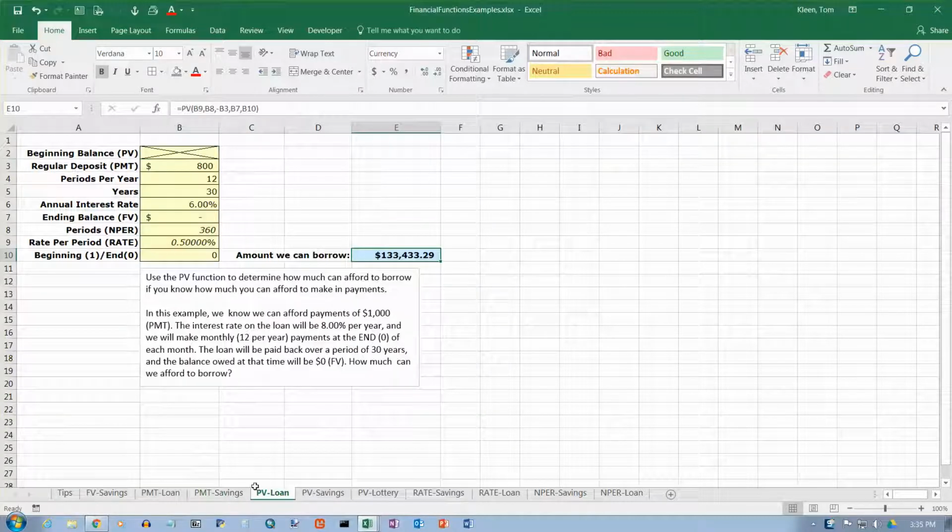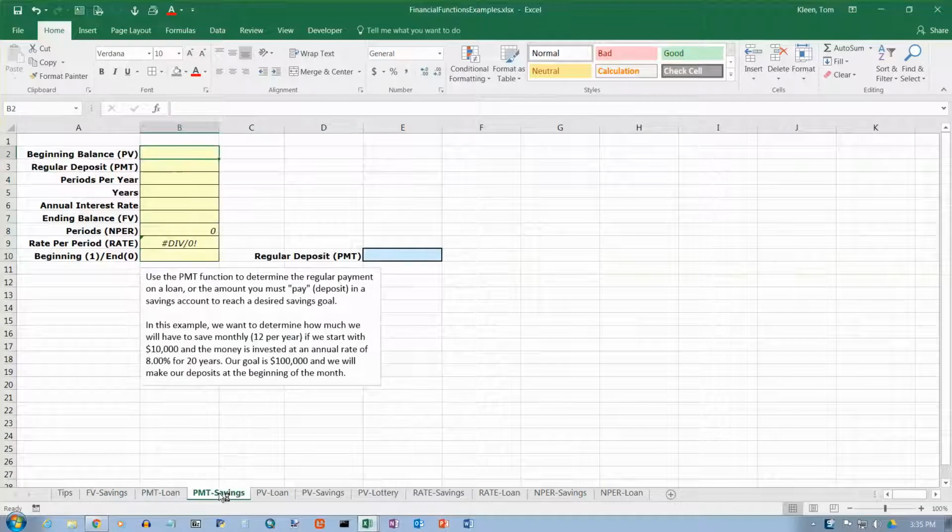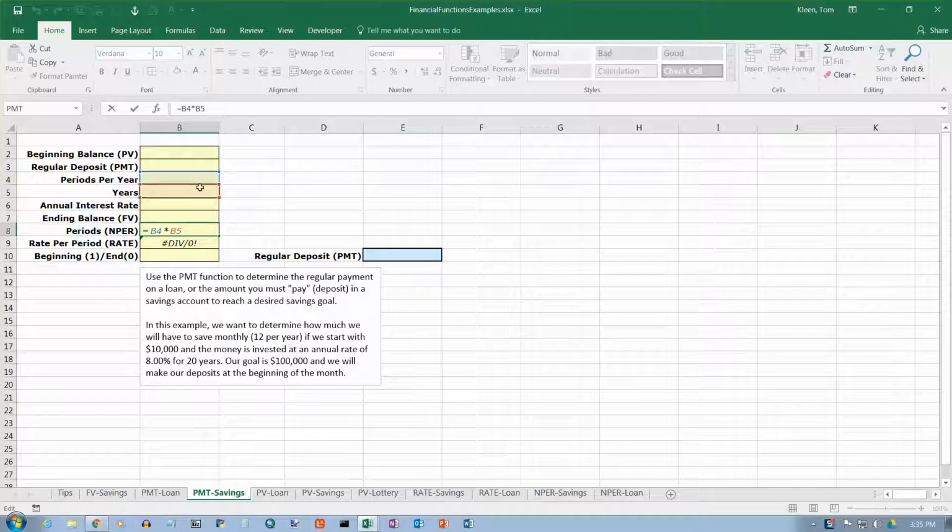We have our little template set up here, which is the same on every single one of these sheets. I've got some of the answers filled in on the other ones, but it's the same template every time. We just have to figure out what the numbers are and fill them in. The number of periods is always the periods per year times the number of years, and the rate per period is always the annual rate divided by the periods per year.